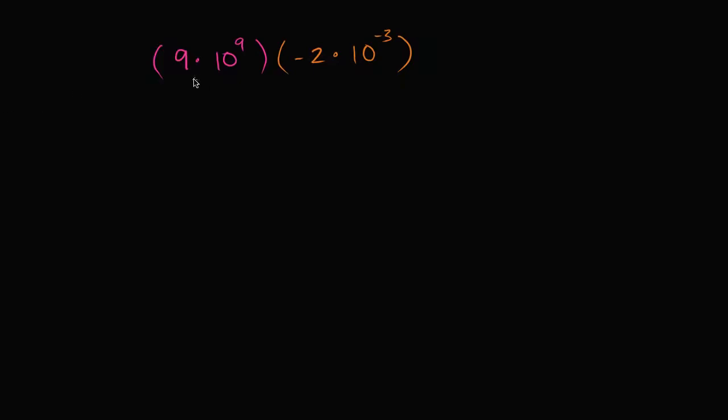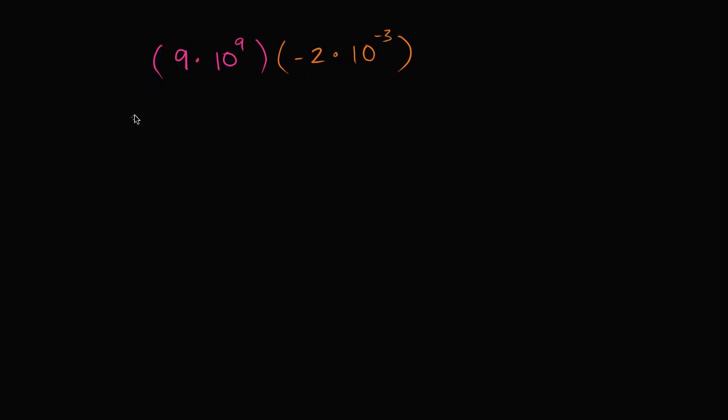I would like to multiply 9 times 10 to the ninth power times negative 2 times 10 to the negative third power. And so I encourage you, pause the video, see if you can work through this. All right. So the first thing I would want to do is let's just change the order of multiplication. Let's multiply the 9 and the negative 2 first, and then we can multiply the 10 to the ninth and 10 to the negative third power.